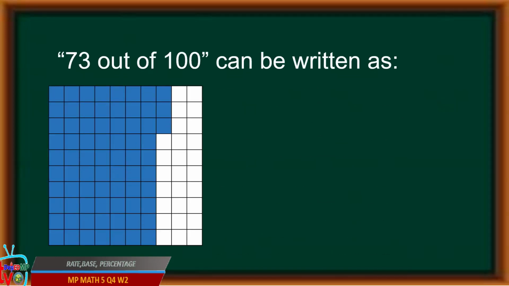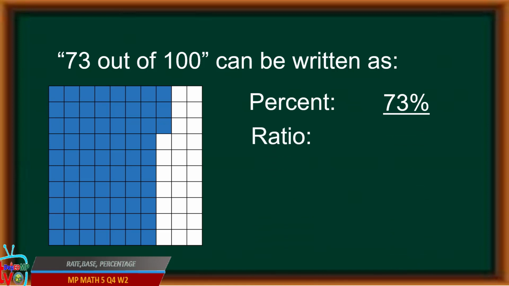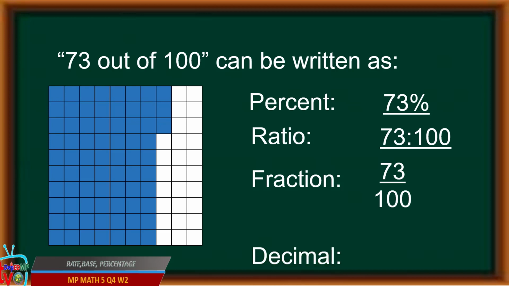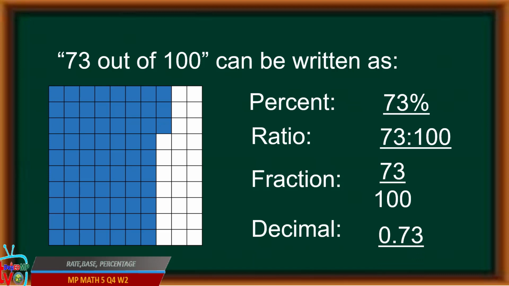73 out of 100 can be written as, in percent, 73%. In ratio, 73 is to 100. In fraction, 73 over 100, or 73 hundredths. In decimal, 0.73 or 73 hundredths.